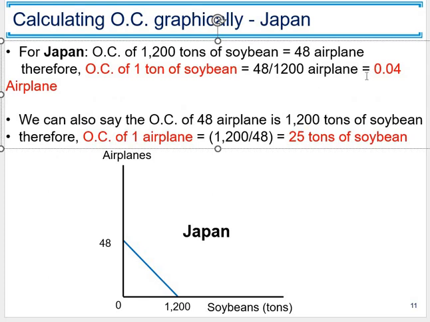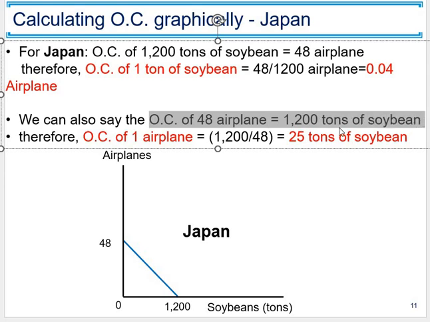So what about the opportunity cost of 1 airplane for Japan? We can start from the same equation, right? But this time we write: the opportunity cost of 48 airplanes equals 1,200 tons of soybeans.